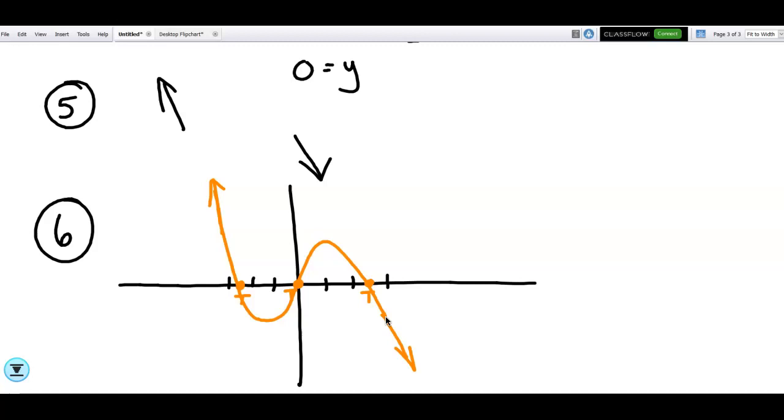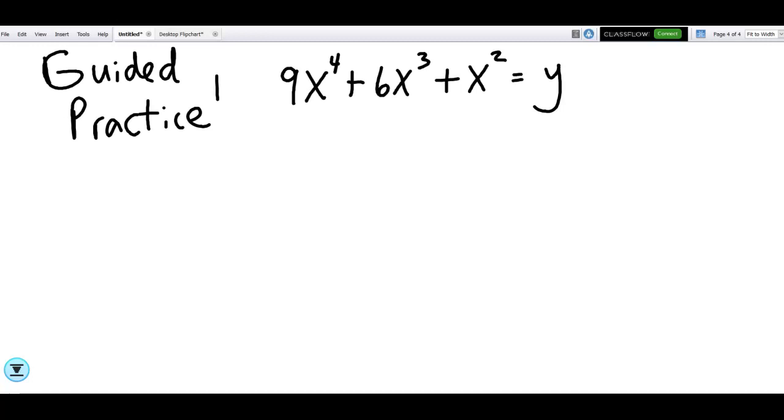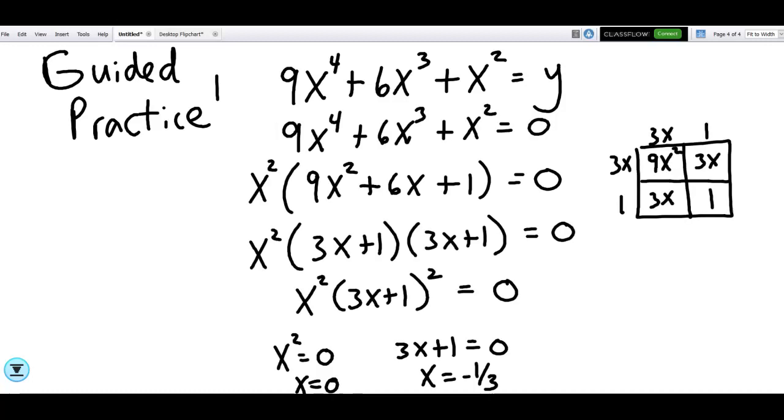So there's one problem. Let's go ahead and do a guided practice here. All right, so I want you guys to do step 1, which has 3 parts. You're going to set it equal to 0, you're going to factor, and you're going to solve. So pause the video here and see if you could take care of step 1, finding the roots.